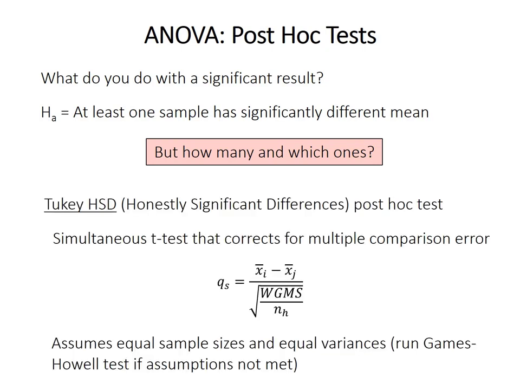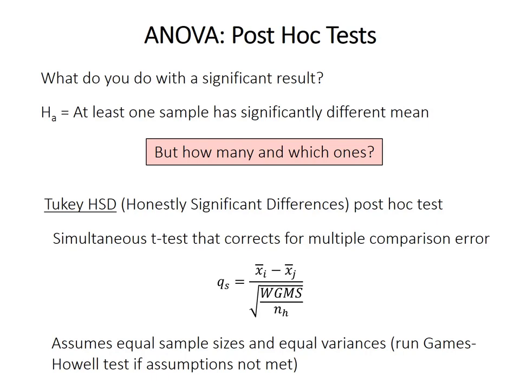Post hoc just means after this. And so the standard post hoc test for the regular ANOVA is the Tukey HSD. HSD stands for honestly significant differences test. It's basically a set of simultaneous pairwise t-tests that corrects for the problem of doing multiple comparisons, so as to control something called the family-wise error rate. The family-wise error rate is the probability of making at least one type 1 error.